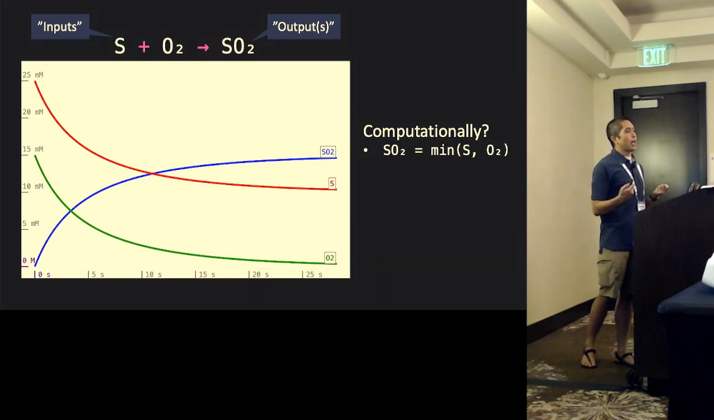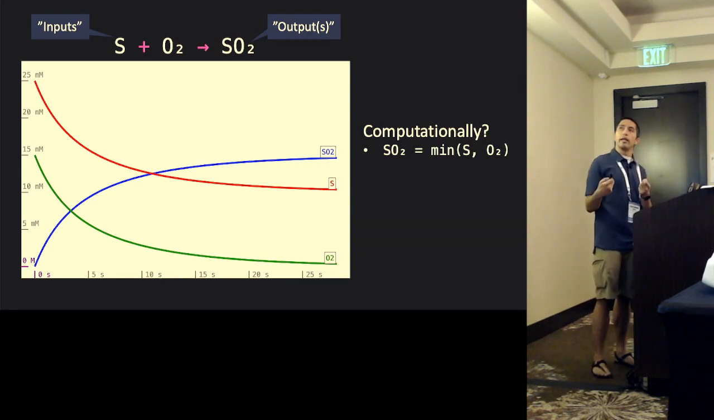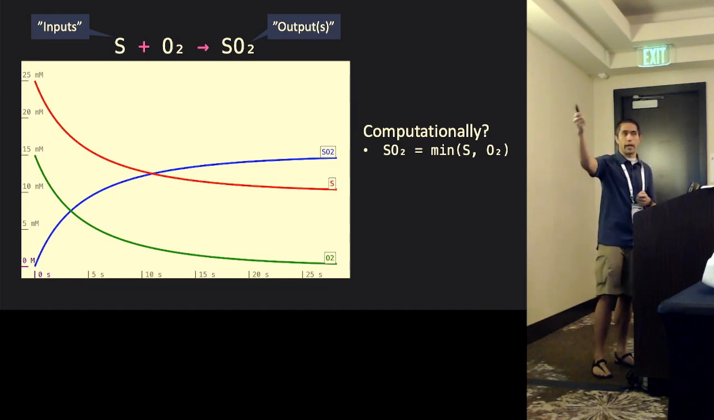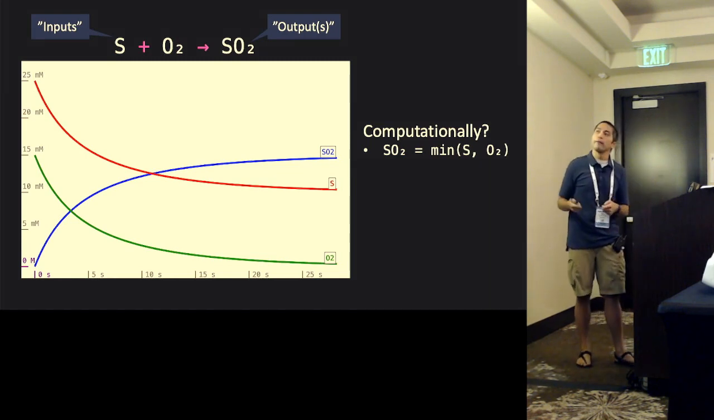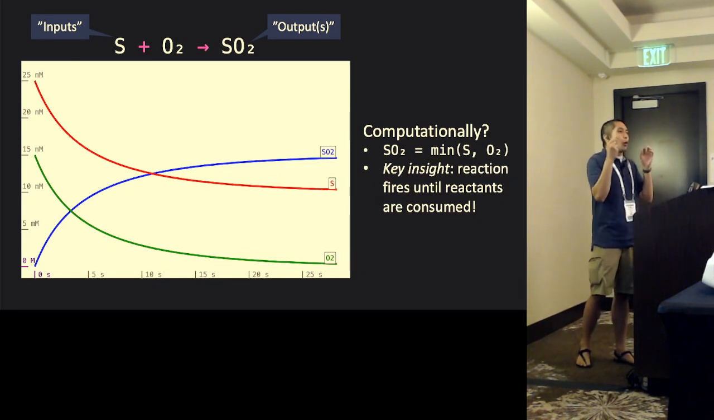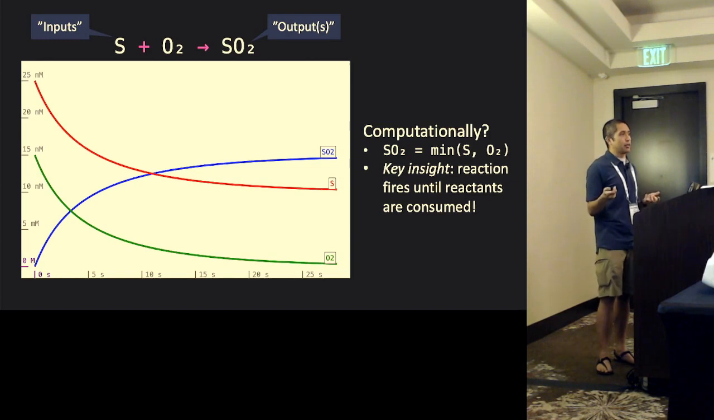So intuitively, what's happening there? We are consuming the S's and O2s, they combine until there's none of one of those left. The one that runs out first is the minimum of the two values, represented by the sulfur dioxide. And that's a key insight here. For me, the first time I saw this, I was like, oh crap, that's a completely different programming paradigm. This is bananas. It's interesting that we can get computational effects like this.